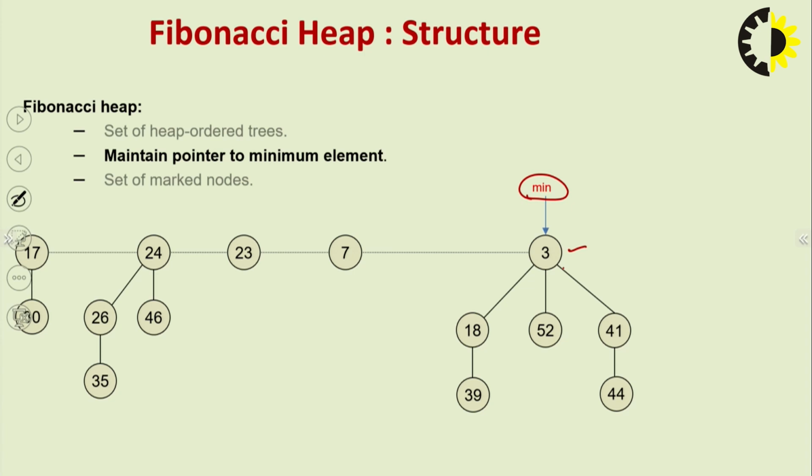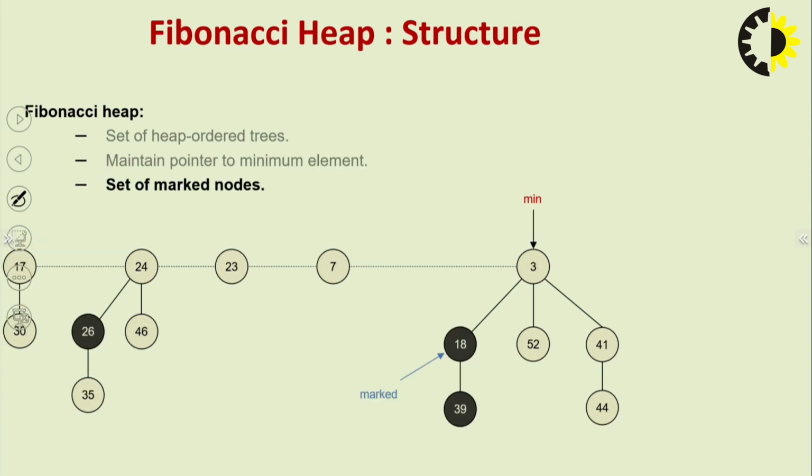Next is the set of marked nodes. In binomial heap we don't have marked nodes, but in the Fibonacci heap structure we have marked nodes, and we mostly use them during the decrease-key operation. When we discuss decreasing a key, these come into the picture. If 26 is marked, it means true.